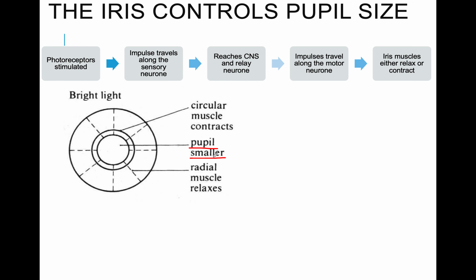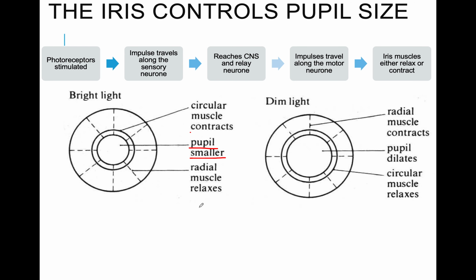Okay, so in bright light, to make the pupil size smaller, the circular muscles contract. So those circular muscles which travel around a pupil contract, causing the pupil to become smaller. At the same time, the radial muscles relax.